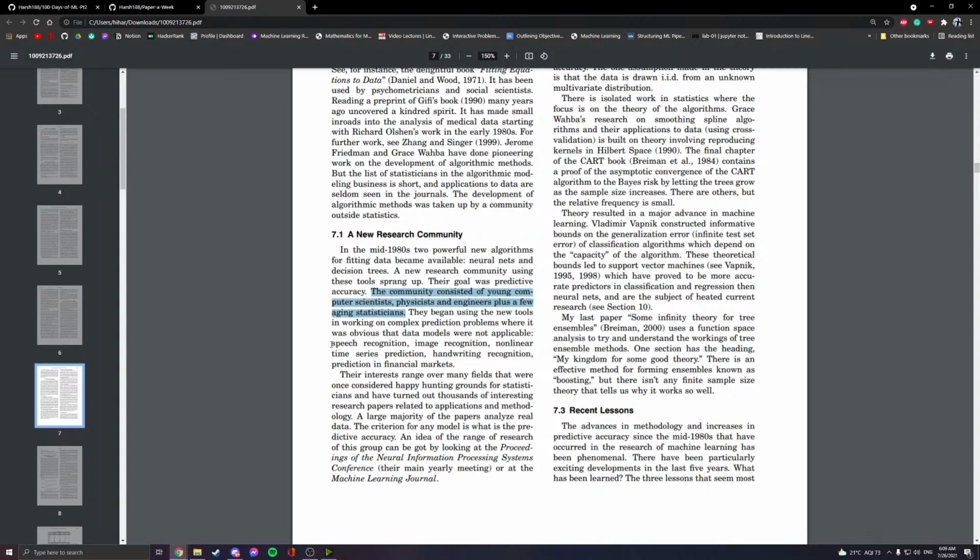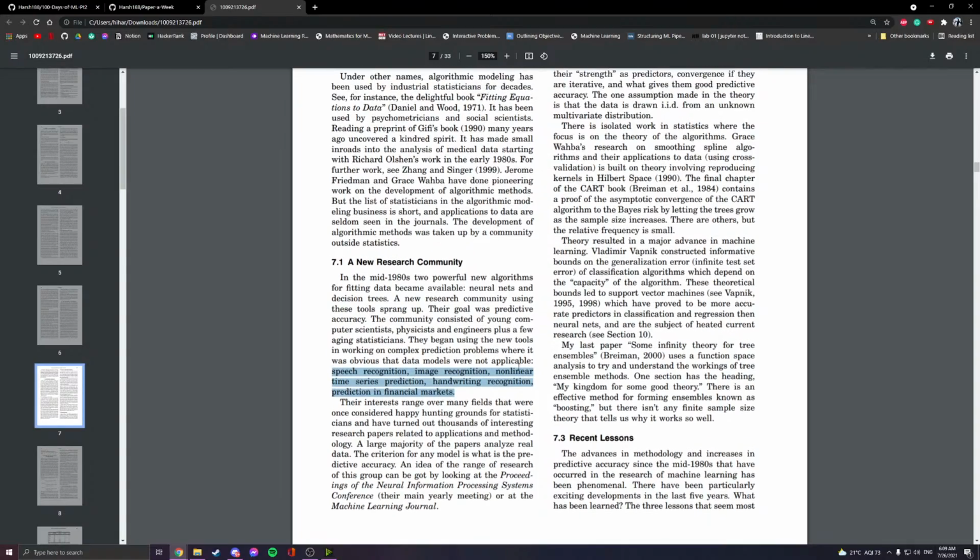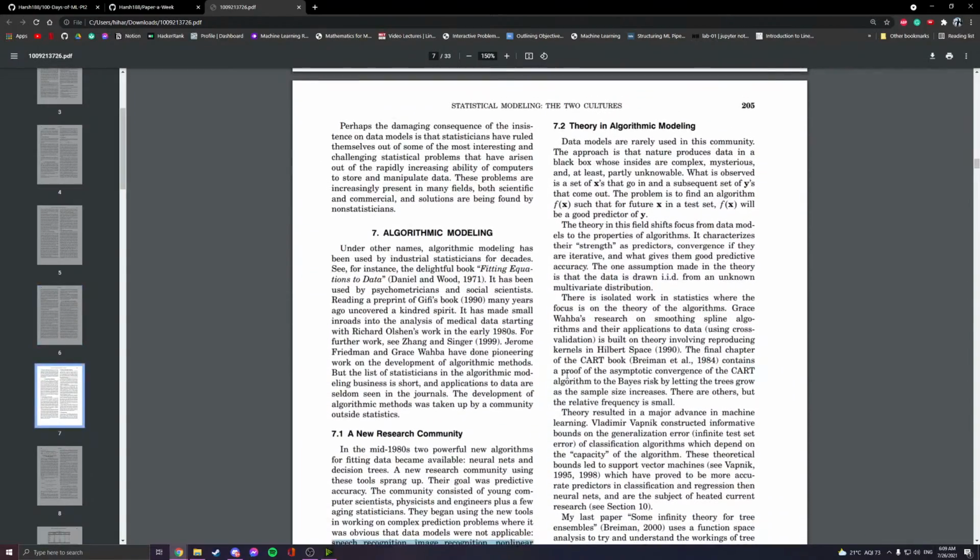So they started tackling tasks like speech recognition, image recognition, nonlinear time series prediction, handwriting recognition, and financial markets. All of these are areas where it's not very simple to solve. Most of these areas produce very complex multivariate data sets, which cannot be decoded by a human. Maybe by a human, but for a machine, it's very nonlinear to really think through the problem.